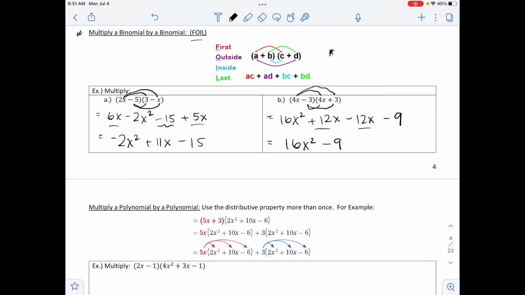This example has a special name. This is called the difference of 2 squares. And we'll see the formula down below on the next page.